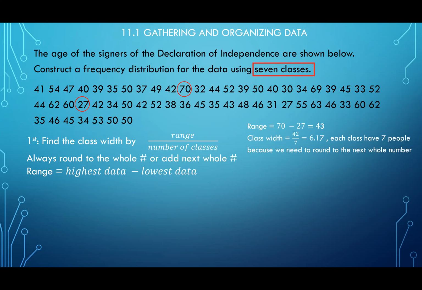And to find the class width, I took this range and divided by the number of classes I want. In this case, they tell me I want 7 classes. So 43 divided by 7, not 42, sorry. The range is 43, my small typo. 43 divided by 7 gives you 6.17.